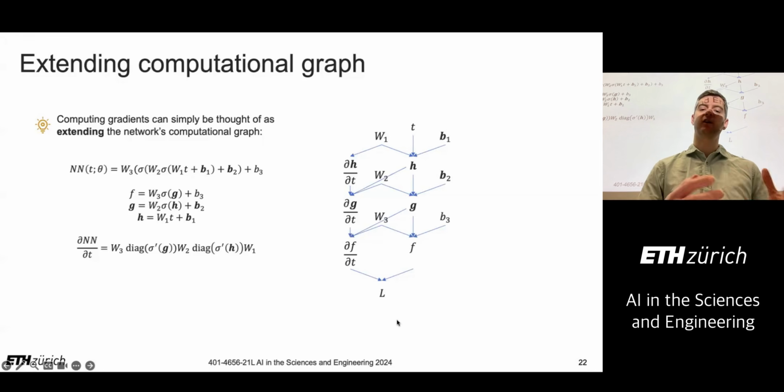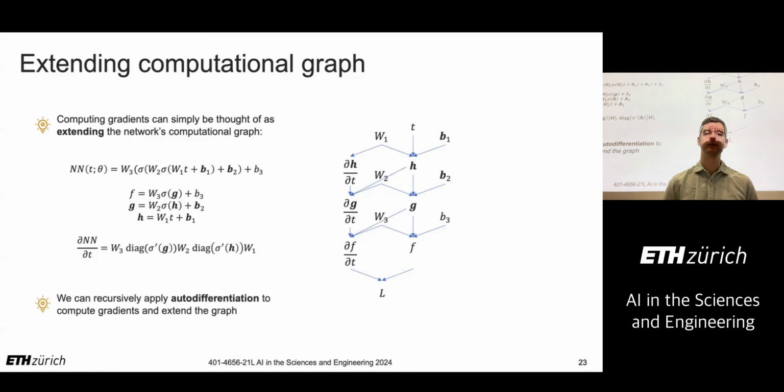Once we've extended our computational graph, we can just call autodiff on the entire graph, this full combined graph, to backpropagate from the loss function to get the gradients of the weights. So this is the key realization: we can recursively apply autodiff to first get our gradients of the network with respect to its inputs, create a new graph, and then get the gradients of that graph with respect to the network's parameters to update the parameters themselves.